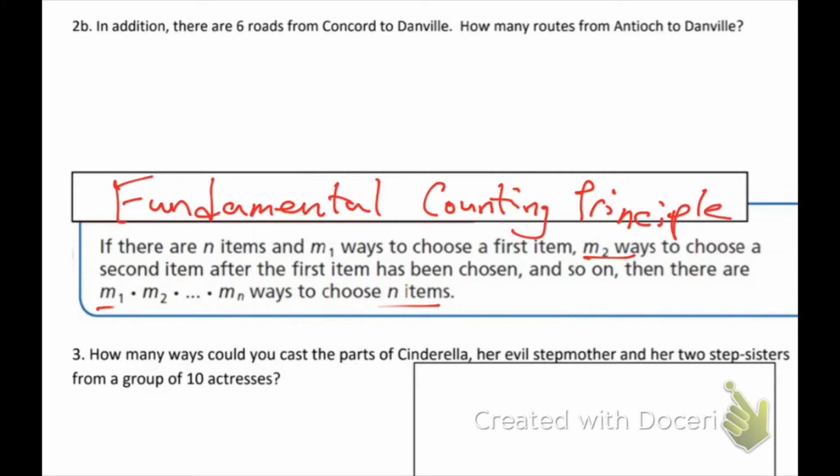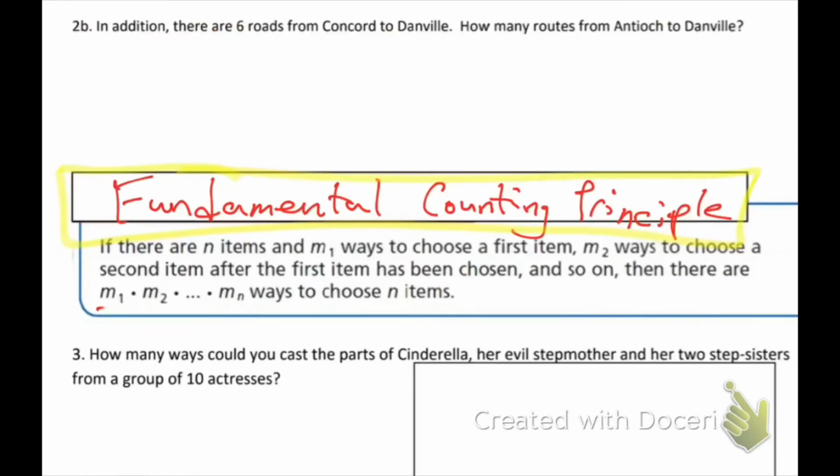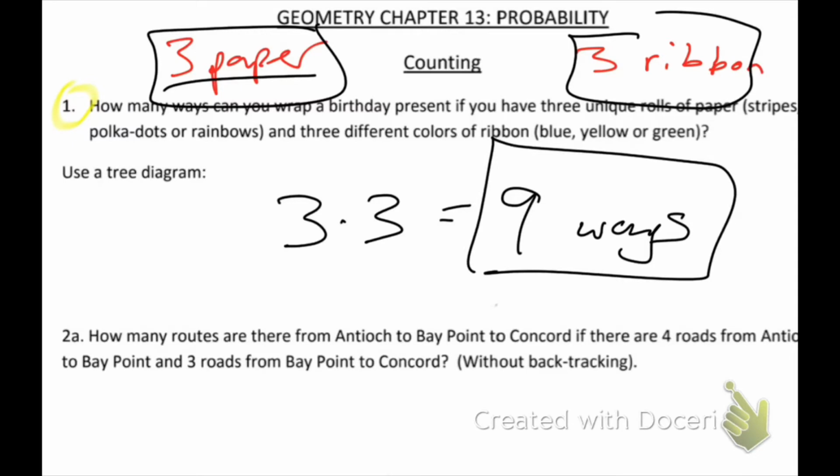So that might seem a little bit confusing, but this principle is really important, the fundamental counting principle. And put simply, all you would have to do for this first example here is say, how many items do I have? If I'm trying to find the total number of ways, you're just going to multiply everything together. So I have 3. I have 3 here. This says to multiply everything together. So I just multiply and I get 9 ways. So when I use the tree diagram, that was a visual way of doing it.